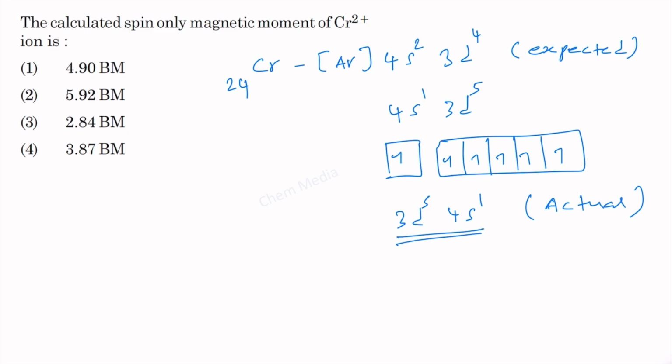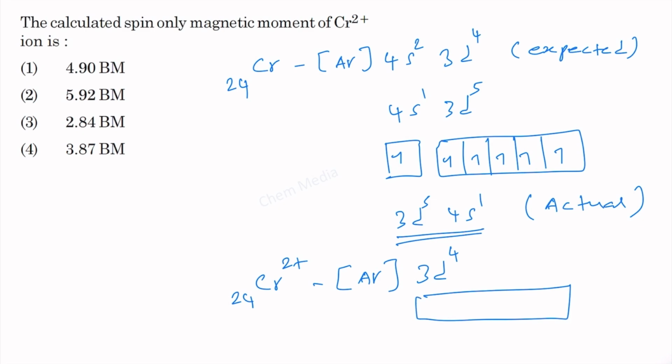And now for chromium 2 plus, how many electrons will we have? We will have 22 electrons, and therefore in condensed notation, this will be argon, once again 18 electrons, and 3d4. This means that we have 4 unpaired electrons. Therefore, the n value is equal to 4.